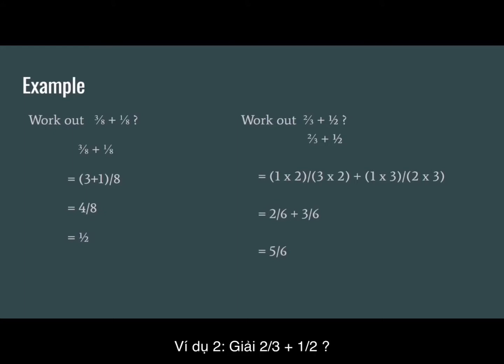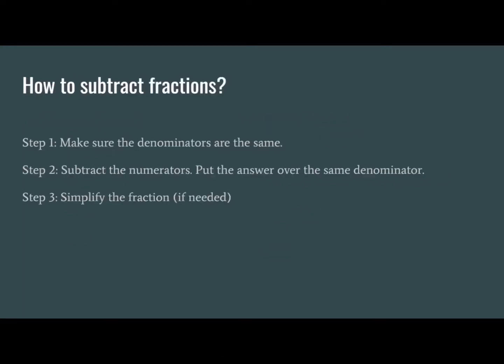Example 2. Work out 2 over 3 plus 1 over 2. We'll make the denominators equal. Take 1 multiplied by 2 over 3 multiplied by 2 plus 1 multiplied by 3 over 2 multiplied by 3, and we got 2 over 6 plus 3 over 6, and we got the final answer 5 over 6.